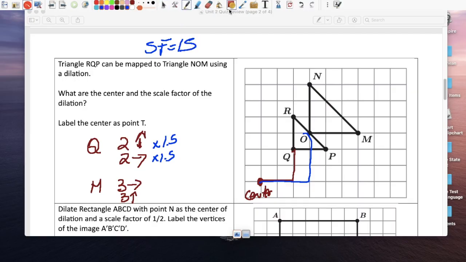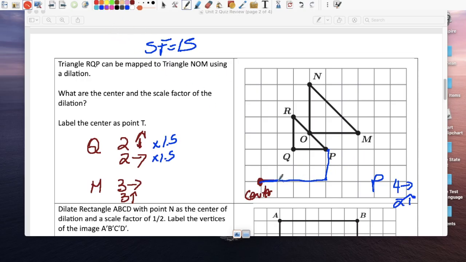Let me try something else here, just to make sure. Let's compare P and M. So to go to P, I would go 1, 2, 3, 4, and 2 up, right? So to go to P, I would go 4 to the right and 2 up.